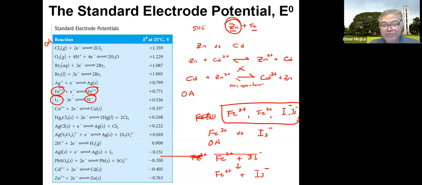Hindi naman sila parehong nandoon yung electron sa reactant side. So one of them will have to reverse the reaction. So ano mangyayari? So this one will become on that side, and this one will become there. So we could say the one that will dominate will be the Fe2 plus and the triiodide. Kasi mako-convert sila. Does that make sense? Yes po.